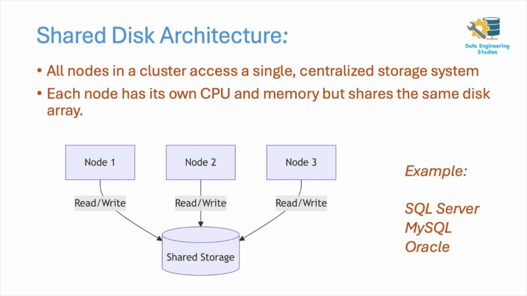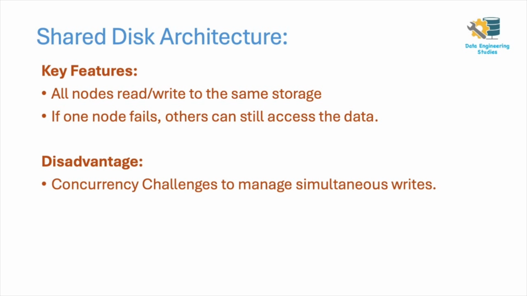Some of the key features of shared disk architecture are all nodes read and write to the same storage. If one node fails, still the other node can access the data. The main disadvantage of the shared disk architecture is if there are simultaneous writes to the disk, there could be concurrency challenges. The next traditional architecture is shared nothing architecture.